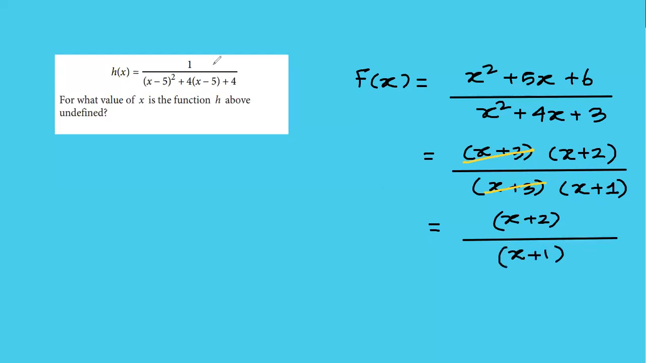Now, to figure out the vertical asymptote, we will equate the denominator to 0. The denominator is x plus 1. So if we equate x plus 1 equals 0, we will get x equals negative 1. So at x equals negative 1, f(x) is undefined.